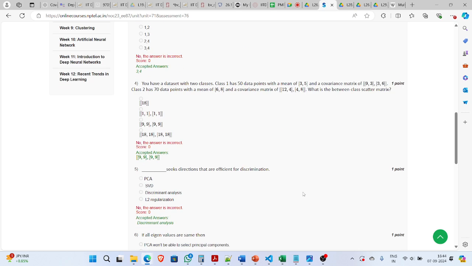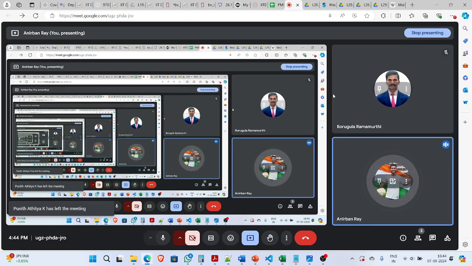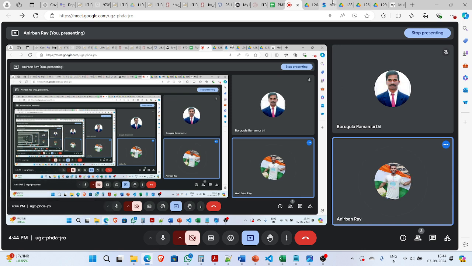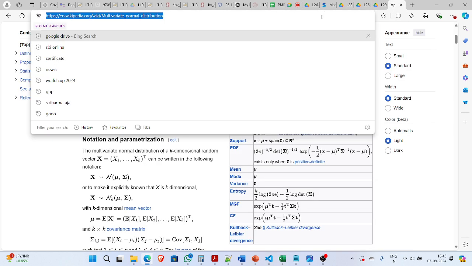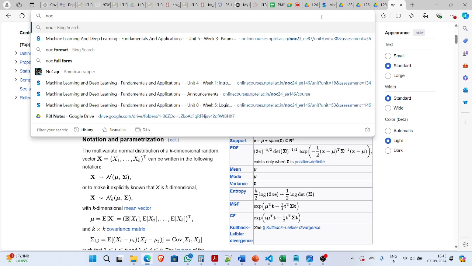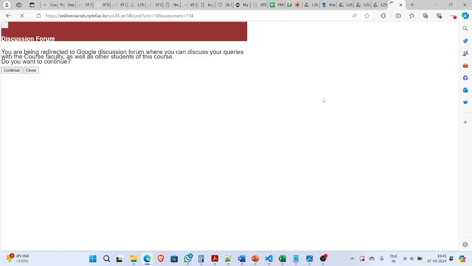What do I do here? Has anybody solved this problem? Barugula, you've done. Actually, I think it is the old one. If I open the new one, NOC, this is the one. Okay.